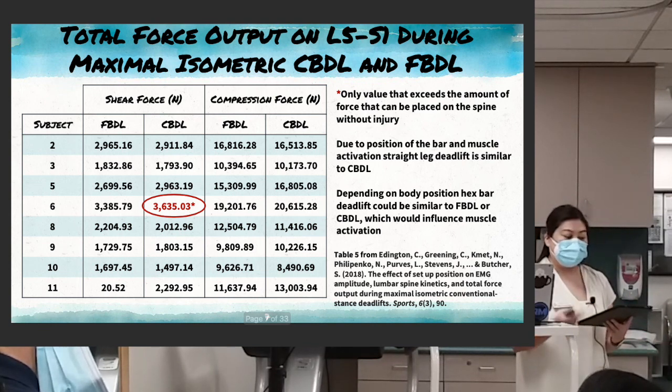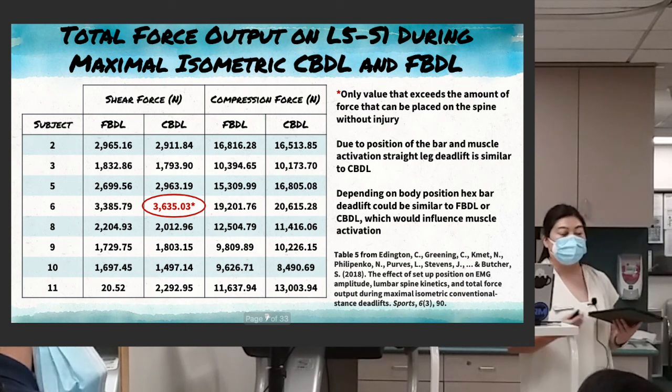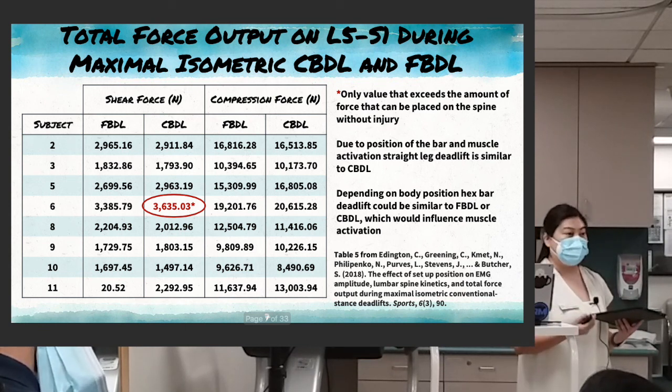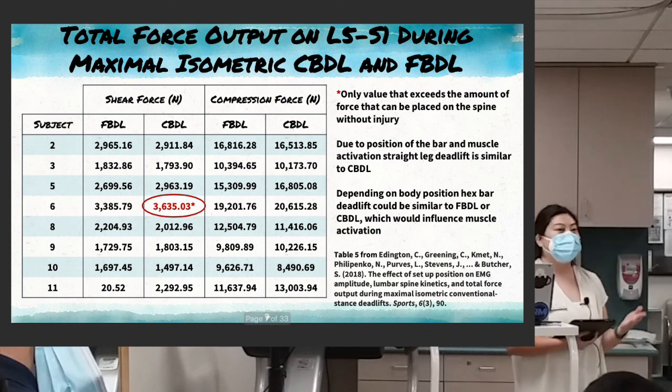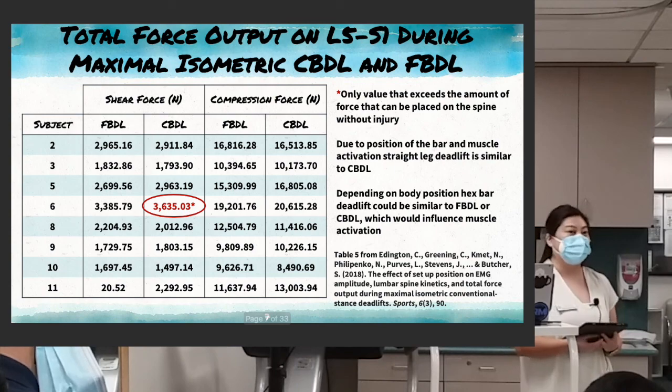And also because isometric exercises, we know, generate the most amount of force, when a patient is going through these exercises, they're going to be doing eccentric and concentric motions. So the amount of force that they're going to generate is not going to be nearly as much as the isometric strength.